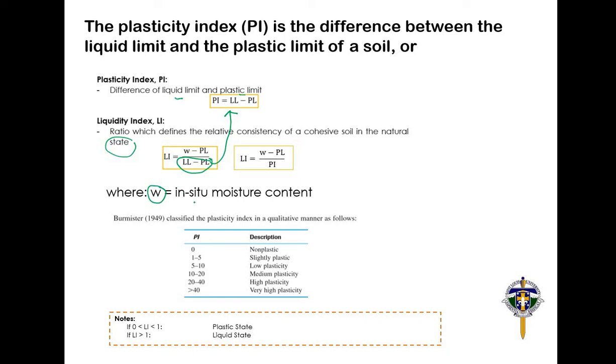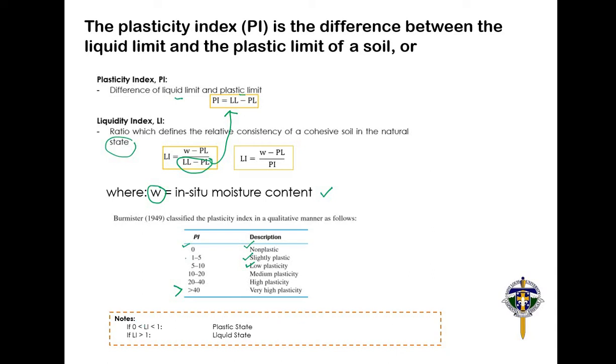where w is the in situ moisture content. This table shows the plasticity index in a qualitative manner. When your PI is 0, the soil is non-plastic. If your PI ranges from 1 to 5, the soil is slightly plastic. When the range of PI is 5 to 10, the soil is said to be low plasticity, and so forth. If it is greater than 40, it's very high plasticity.